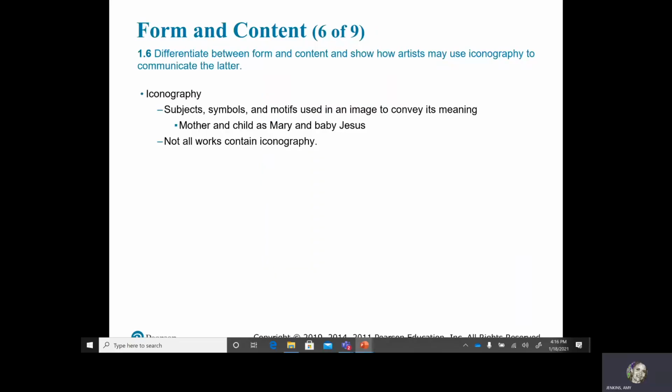Iconography are subjects, symbols, and motifs used in an image to convey its meaning, such as mother and child as Mary and baby Jesus. And not all works contain iconography.